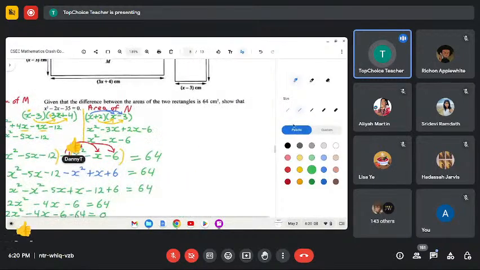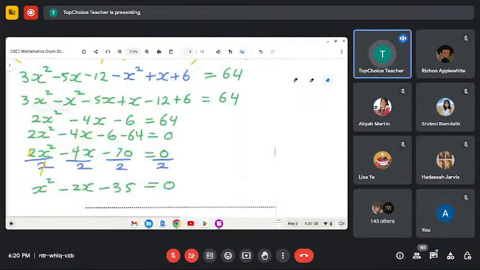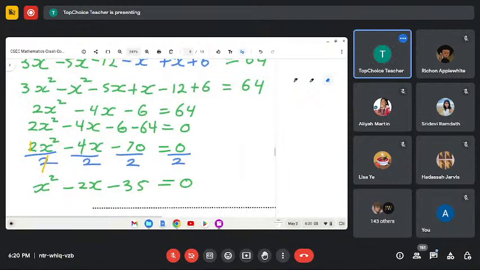Because they want us to show, right? They want us to show that when you take away the difference of the areas, we get this x squared minus 2x minus 35. But when we took away our areas, we didn't get that. We get 2x squared minus 4x, take away 70 equals 0. So by dividing everything in it by 2, we manage to obtain that.